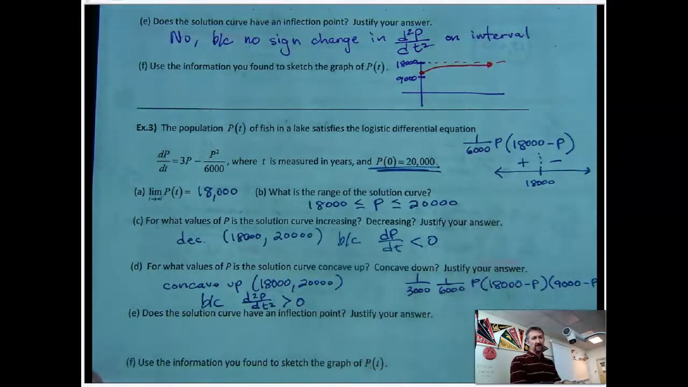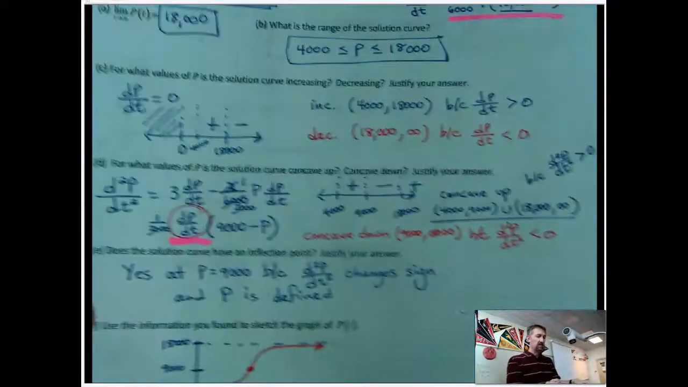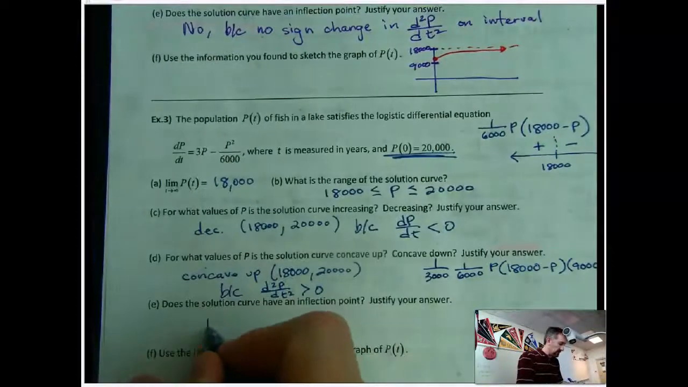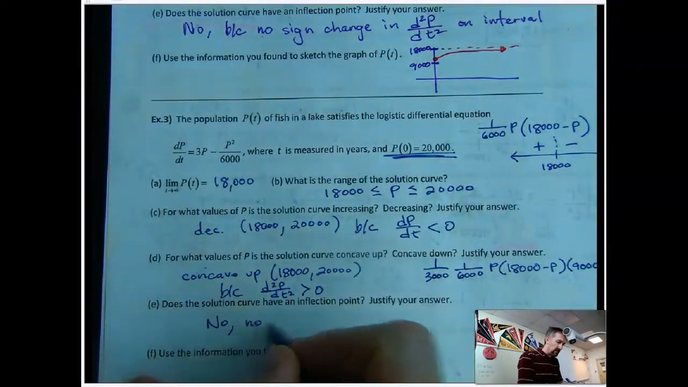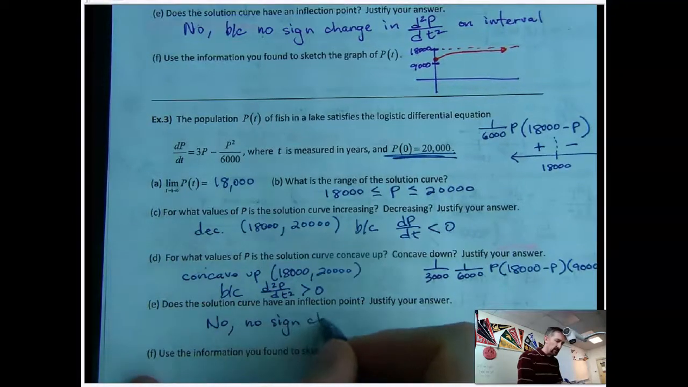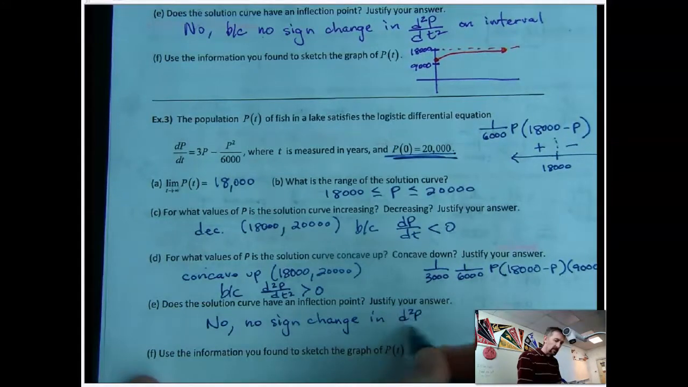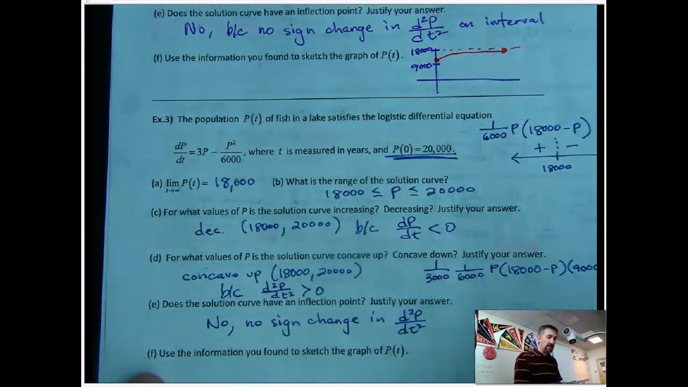No, because from 18 to 20, if you need to draw the sign chart again, you can, but I didn't even draw it here. Oh, here it is up here. So from 18,000 on, it's going to stay positive the whole time. So, no, because no sign change in the second derivative in the interval. Probably wouldn't hurt to actually give the interval either, 18,000 to 20,000.